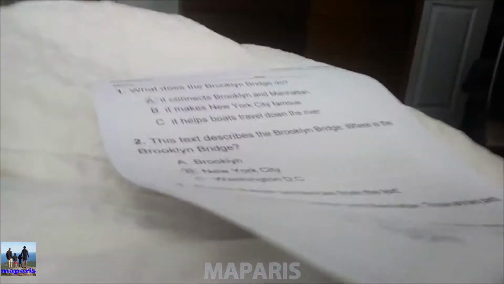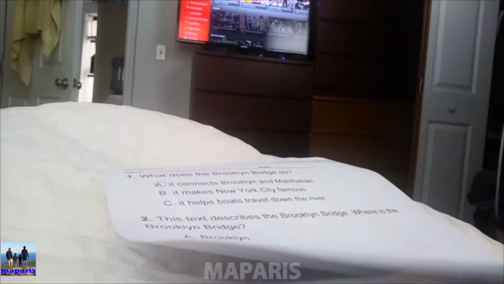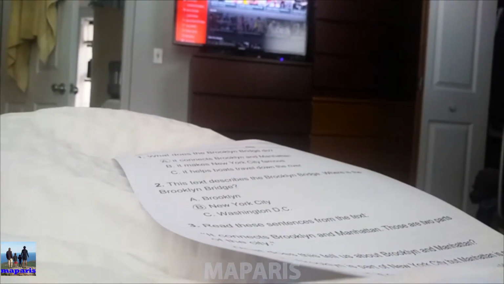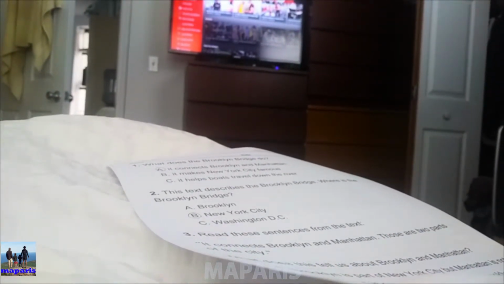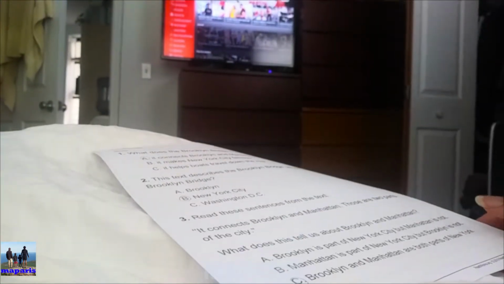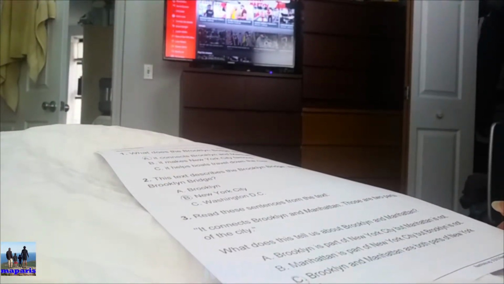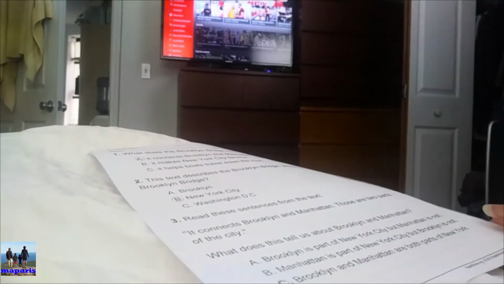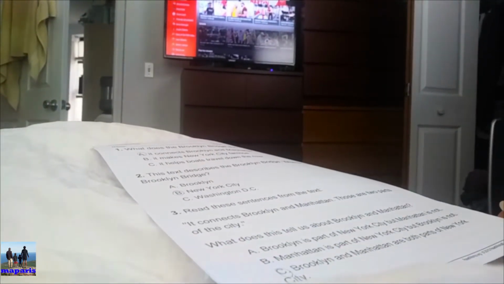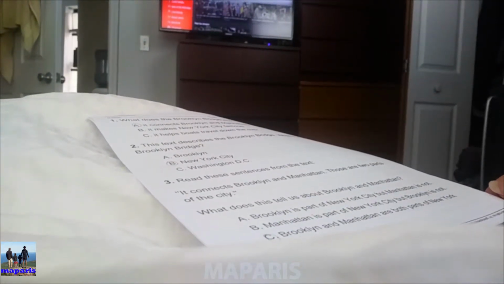Read the question. What does the Brooklyn Bridge do? It connects Brooklyn and Manhattan. Okay, very good. Next. This text describes the Brooklyn Bridge. Where is the Brooklyn Bridge? New York City. Okay, very good. Three, read these sentences from the text. It connects Brooklyn and Manhattan. Those are two parts of the city. What does this tell us about Brooklyn and Manhattan? Brooklyn and Manhattan are both parts of New York. New York what?